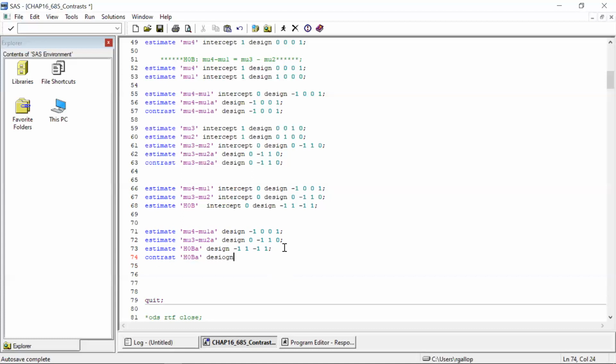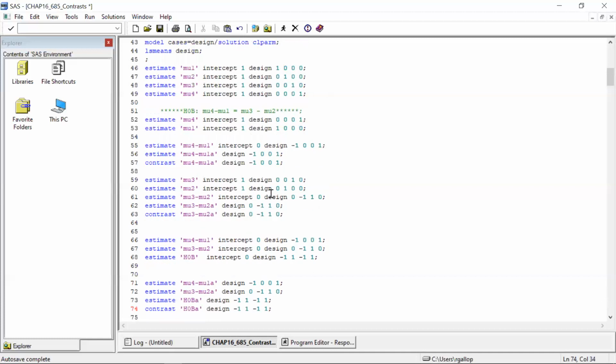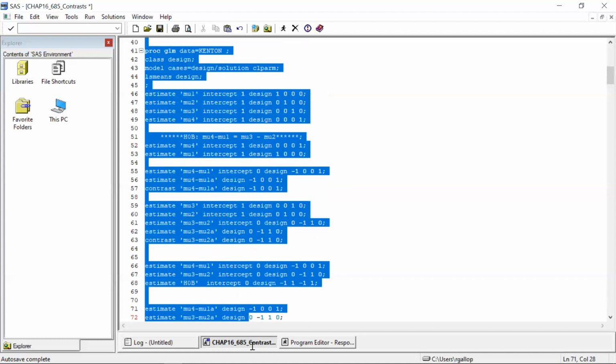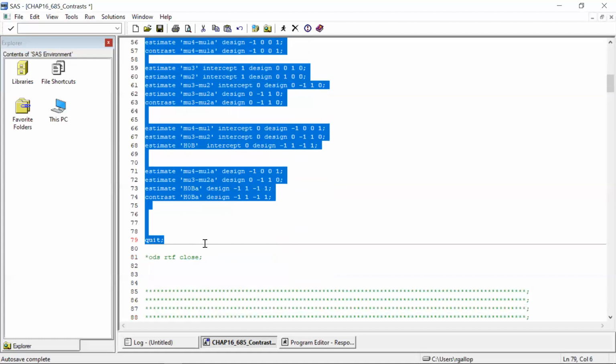So if I go here, in this case, I like the estimate statement because it's going to give us the estimated difference. In fact, we're looking at the estimated difference of differences. You know, the mu4 minus mu1 being the first delta, the first difference, mu3 minus mu2 being the second delta, and this is the difference of differences. But when we go here, let's go ahead and run this really quick.